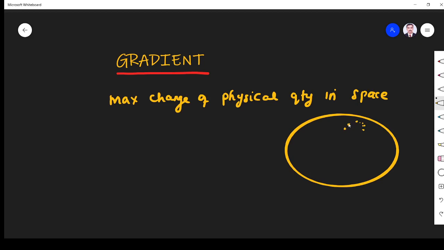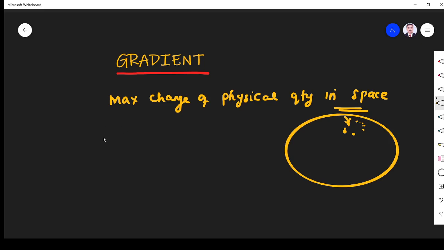So these are all the points. Let us assume that the physical quantity has some value here, some value here, and some value here. Compared to this point, which point has maximum change? That change can be given by the gradient of the physical quantity. So let us go and define it.